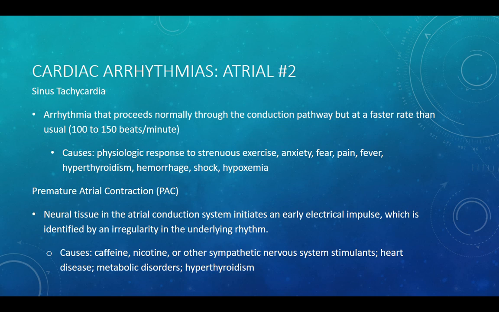Cardiac arrhythmia number 2, sinus tachycardia. An arrhythmia that proceeds normally through the conduction pathways, but at a faster rate than normal, greater than 100 beats a minute. 100 to 150 is the usual rate for these arrhythmias. Causes: a physiological response to strenuous exercise, anxiety, fear, pain, fever, hyperthyroidism, hemorrhage, shock, or hypoxemia.